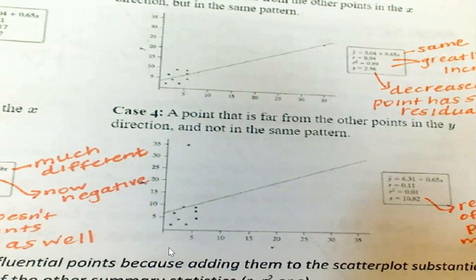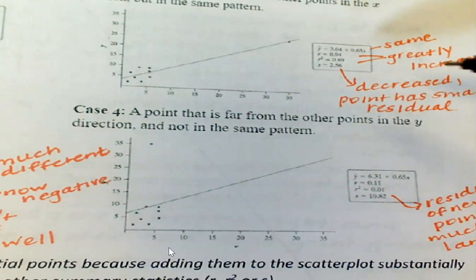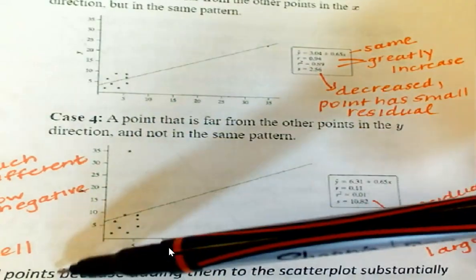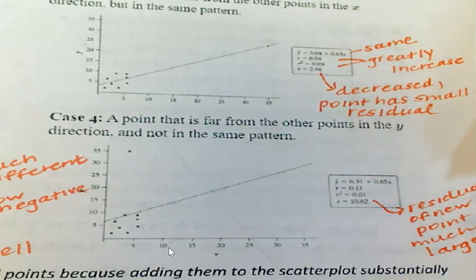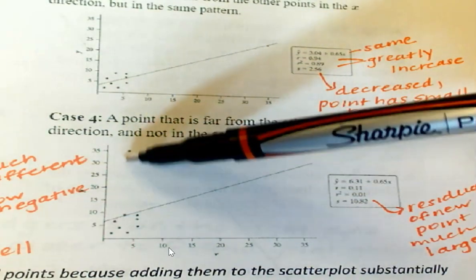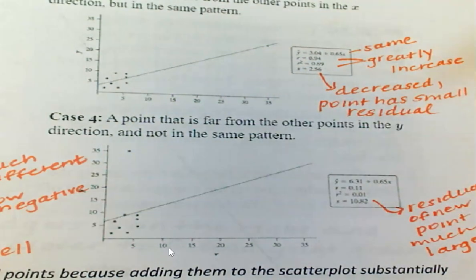All right, a point that is far from the other points in the y direction and not the same pattern. So if we look at this point up here, it does change the line. The residual of the new point is much, much larger, okay? So if you look at that standard deviation, goodness gracious, it goes from 2.77 to 10.82. That really changes, and that's because the residual is really changing your standard deviation.